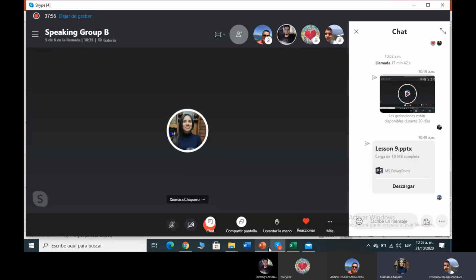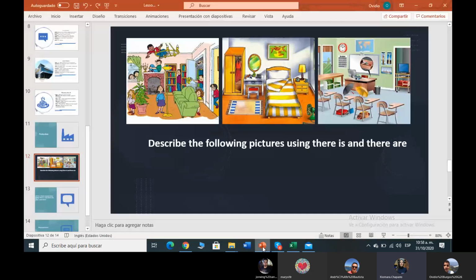Okay. Teacher. In the first picture, there are 7 boys playing in the room. There is a sofa, there is a plant, there is a girl behind the sofa. ¿Cómo se dice detrás?